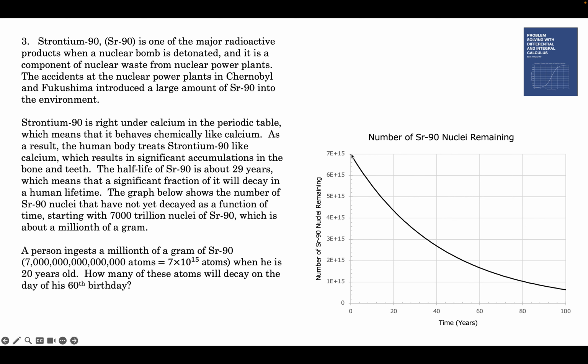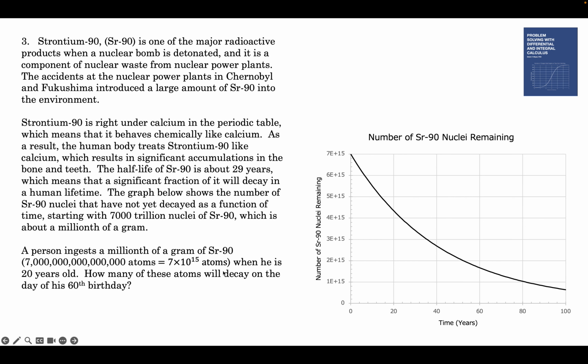So here's a graph of the number of strontium-90 nuclei remaining when you start with 7 gazillion of them. I'm going to call it gazillion. It's a 7 with 15 zeros. There it is right there, 15 zeros. So that's 7,000 trillion, which is like a millionth of a gram. It's not much strontium at all as far as weight. It's a lot of atoms because the atom is so small, so light. So a person gets a millionth of a gram of strontium-90 when they're 20.